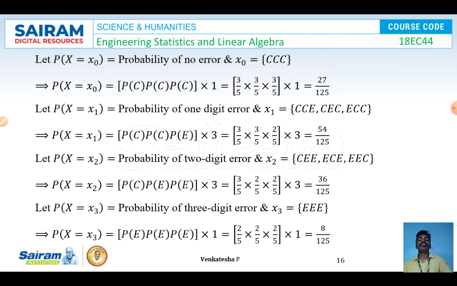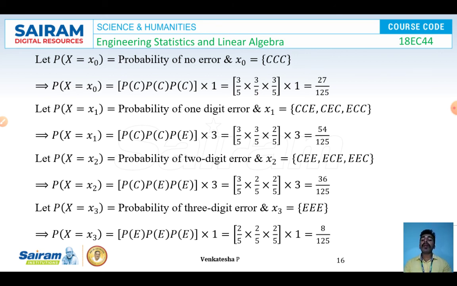Chance of having two-digit error, that is x2, is given by the sample space CEE, ECE and EEC. So the calculation of P of x is equal to x2 is given by P of C, P of E into 3. It is given by 3 by 5, 3 by 5, 2 by 5. Since this sample space has 3 possible cases, I'm taking into 3 here. So it is equal to 36 by 125.